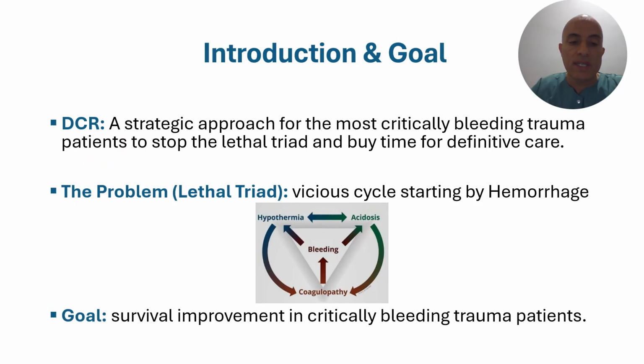Damage control resuscitation is a strategic approach for the most critically bleeding trauma patients to stop the lethal triad and buy time for definitive care. The lethal triad is a vicious circle starting by hemorrhage, and as its name indicates, the three components are hypothermia, acidosis, and coagulopathy. The goal of this approach is to improve survival in these critically bleeding trauma patients.